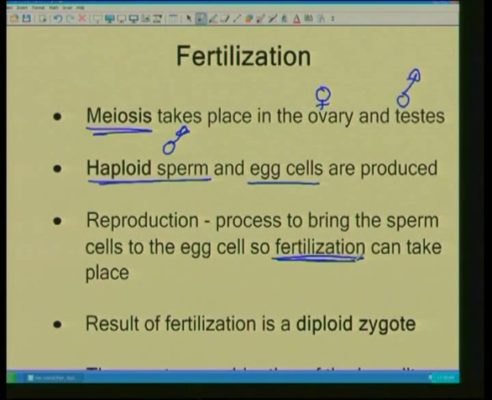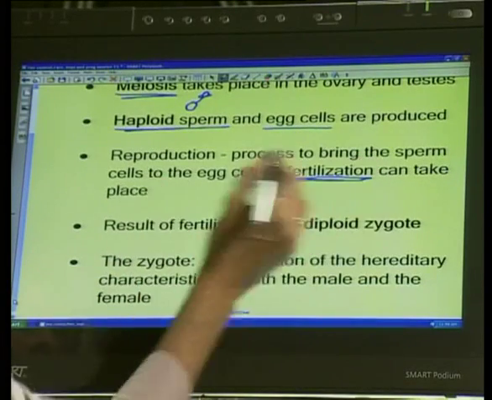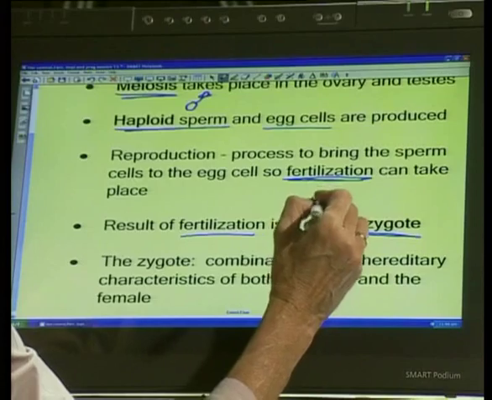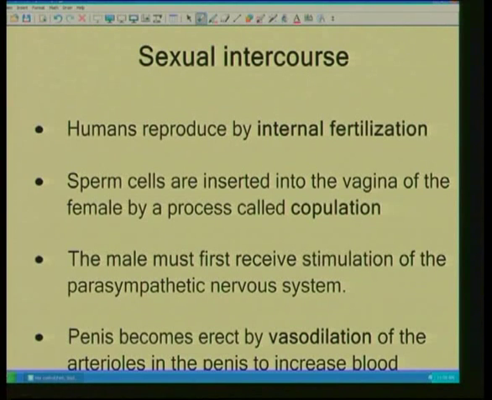Now think about it. I've got an egg cell here. I've got a sperm cell here. Okay? How do we get the two of them together? Because fertilization can only take place when they are together, when they are near each other. All right, so the result of fertilization, when we've brought the sperm cells and the egg cells together, is a diploid zygote. Haploid plus haploid equals diploid. Okay, the zygote, what do we have there? In here, we're going to have a combination of the male and the female's gametes and hereditary characteristics, okay, from both the mother and the father.